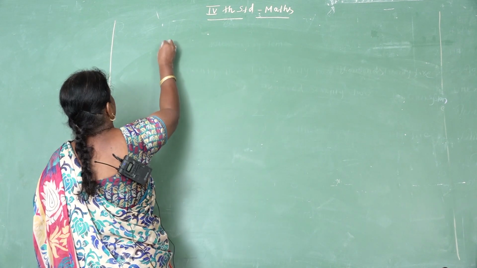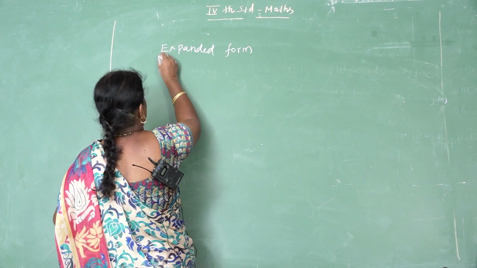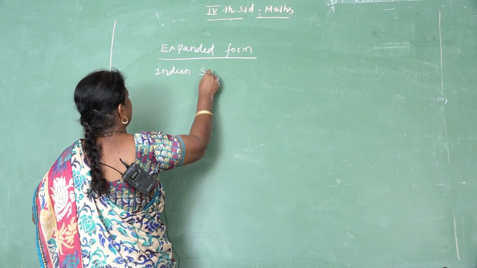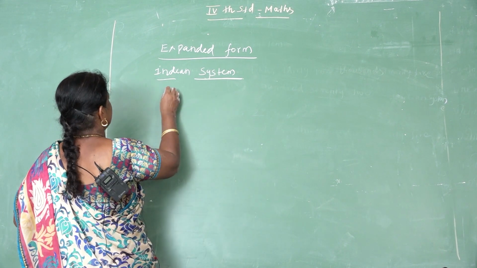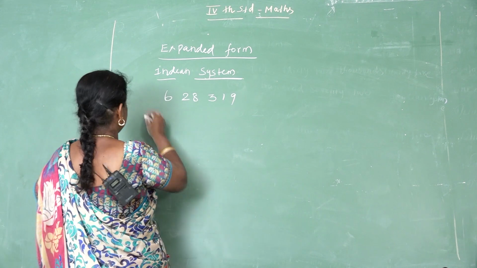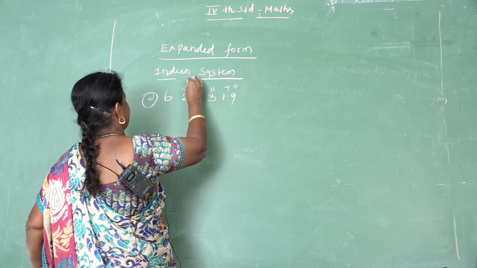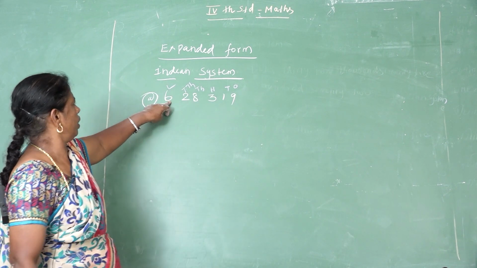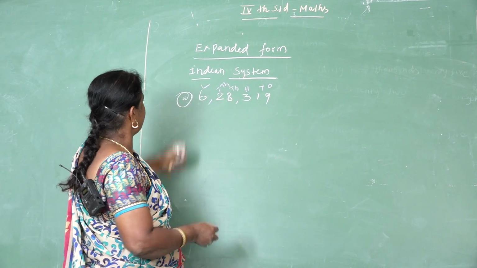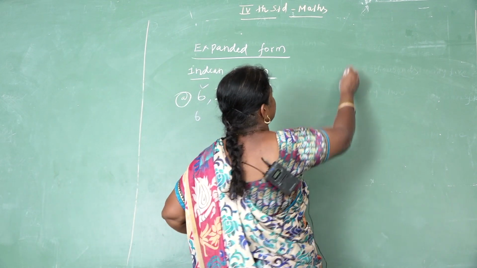Expanded form. First, expanded form in the Indian system. Here, first you have to write the place values: ones, tens, hundreds, thousands, 10,000, lakhs. Before that, first you put the commas. Here, how many lakhs? 6 lakhs. Before we go to the expanded form, we are going to see about face value and place value.